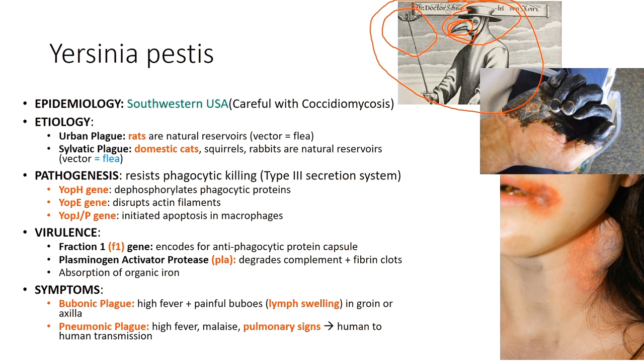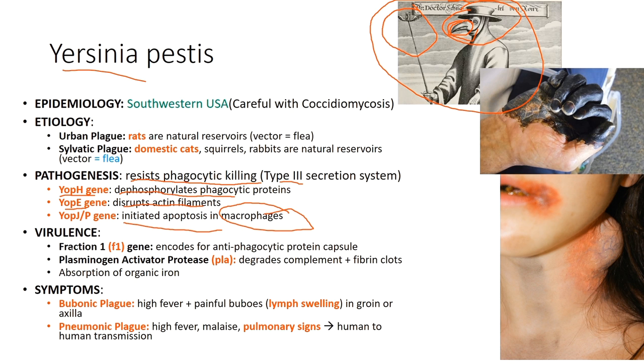And then for pathogenesis, pretty much what it does is it enters and resists phagocytic killing. And this has a type 3 secretion system. Remember, this is Yersinia. It's related to Yersinia enterocolitica, which causes the GI infections. But this guy's quite a bit worse. So it has the YopH, YopE, and YopJ genes. These genes promote the production of proteins that dephosphorylate phagocytosis, disrupt actin filaments for that phagocytosis, and initiate the apoptosis of macrophages, so it stops the things that were going to phagocytose them in the first place.